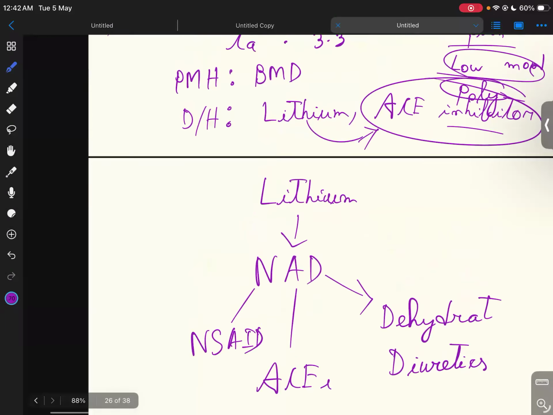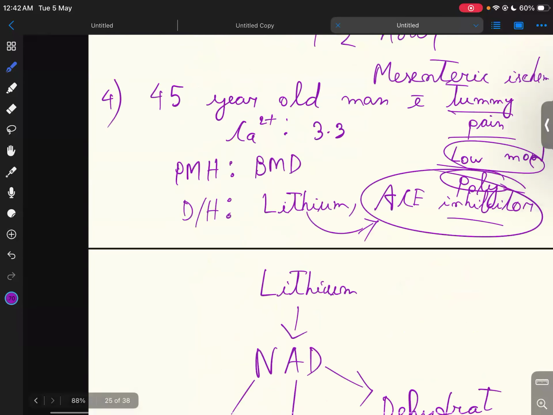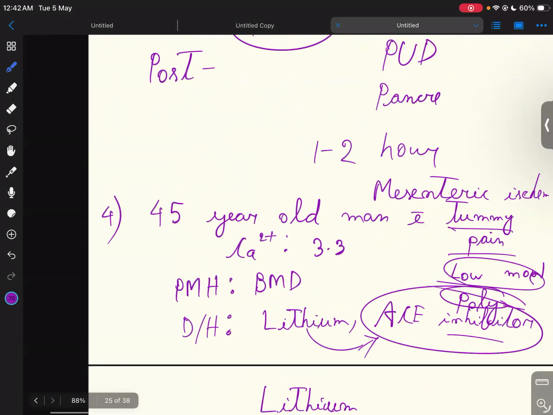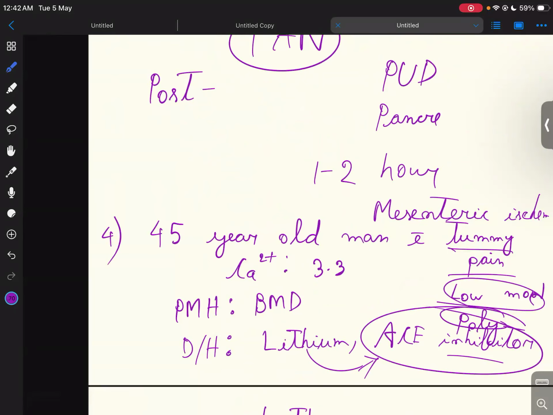So this patient is taking an ACE inhibitor, and we have to tell the patient to stop this medication, because he can develop lithium toxicity at any time. So was the case lithium-induced lithium toxicity? No, it is not a case of lithium toxicity.